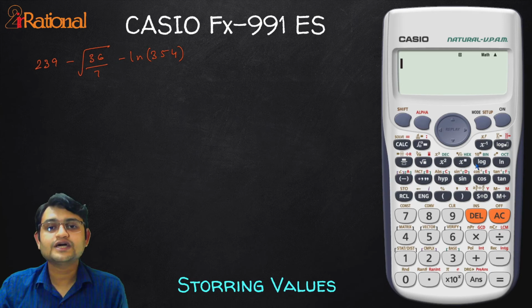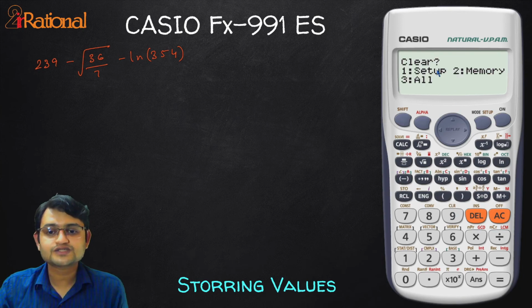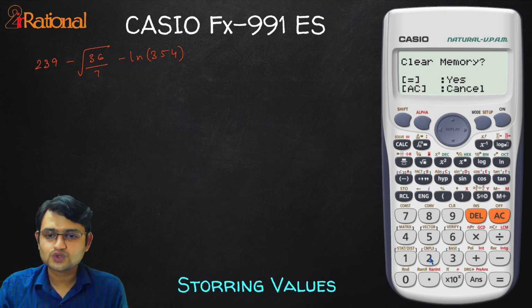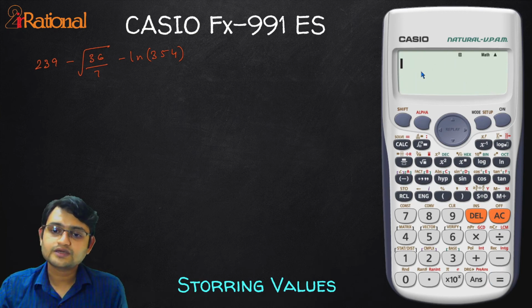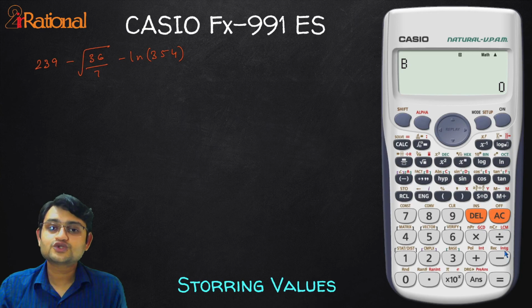The other is we can clear all of the memory of our calculator. For that we have CLR just above 9. So I'll press shift CLR, and it asks whether I have to clear a setup, clear the memory, or clear both setup and memory. I will only clear memory, so I'll press 2, and it asks whether I have to clear the memory. I'll press equal to, and now I do not have anything stored in A or B. So this is how you can store values and remove values in this calculator.